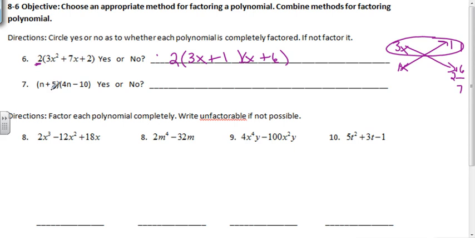Okay, number 7, n plus 5 times 4n minus 10. Well, n plus 5 I can't do anything to, but 4n minus 10 has a common factor of 2. So I can divide out the 2 and say that's 2 and then 2n minus 5. But you can't forget about that n plus 5, so you've got to put that back on the end as well. So it was not completely factored. And 2n minus 5 just has a GCF of 1. n plus 5 has a GCF of 1. They're not the special case difference of two squares, so I'm completely factored now.